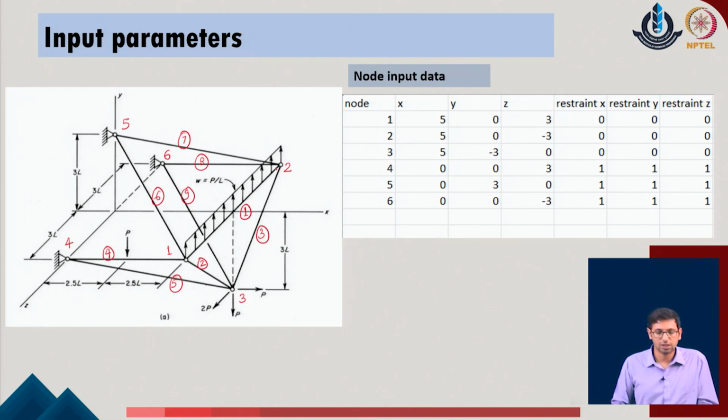So this is the numbering system which we have adopted. The circled ones are the numbers of the members, whereas the direct numbers which are written are the numbers of the joints in the given problem. We realize that the given system has a total of 6 joints. If I start with this, this is joint 1, this is joint 2, this is joint 3, this is joint 4, this is joint 5, and this is joint 6 of the given system. So we have a total of 6 joints.